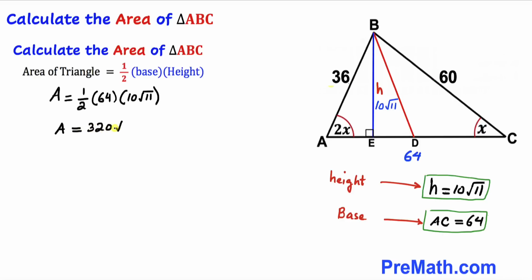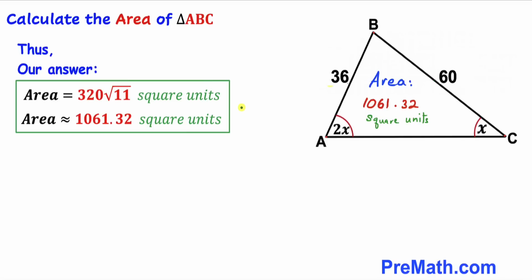320 times square root of 11 square units, or in terms of decimal, our area is going to be approximately equal to 1061.32. And here's our final answer.